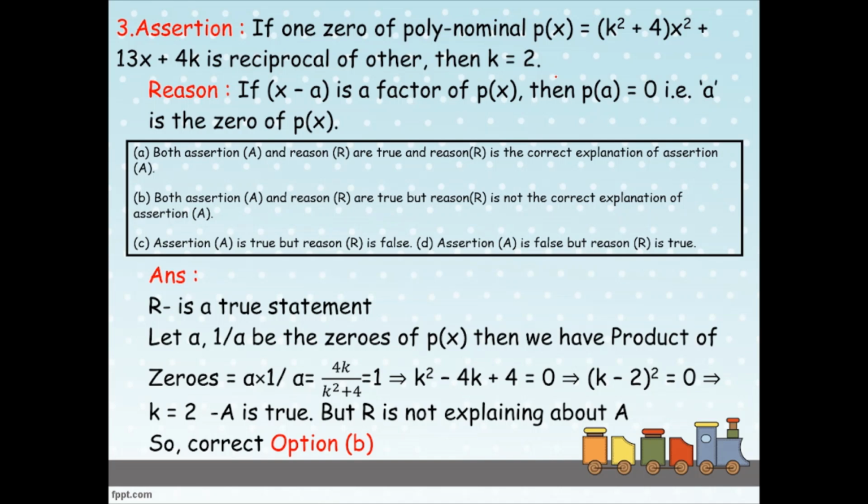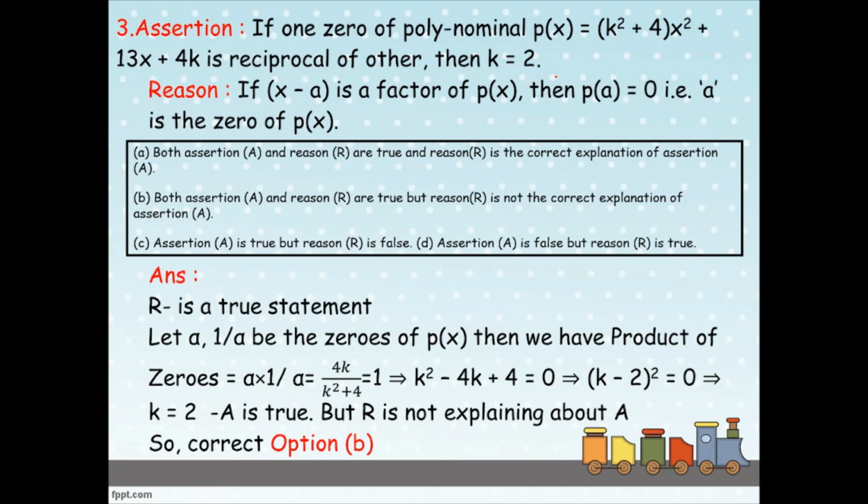Question 3. If one zero of the polynomial p of x equal to (k square plus 4) x square plus 13x plus 4k is the reciprocal of the other. If one is the reciprocal of the other, what do we do with the connection between the zeros? If reciprocal means the product will become 1. Additive inverse means the summation becomes 0. Like that we will check.